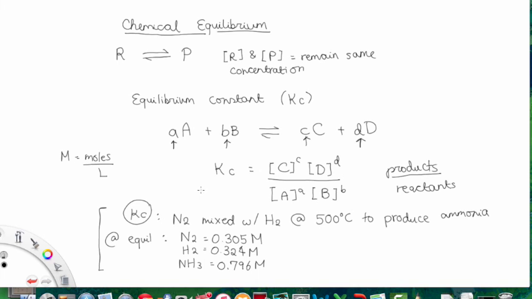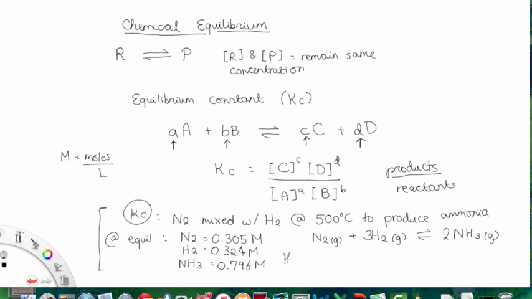First of all, let's write out the equation. N2 is mixed with H2 to give NH3. So we have N2 plus H2 gives ammonia gas. The first thing you always need to do is balance a reaction. We have two nitrogens here, but only one nitrogen here, so we have to put 2 right here. Now we have 6 hydrogens here, but only 2 here, so we have a 3 here. These are the coefficients, and this is very important since we have to take that into consideration for the equilibrium constant equation. So we have 1, 3, and 2 as the coefficients.